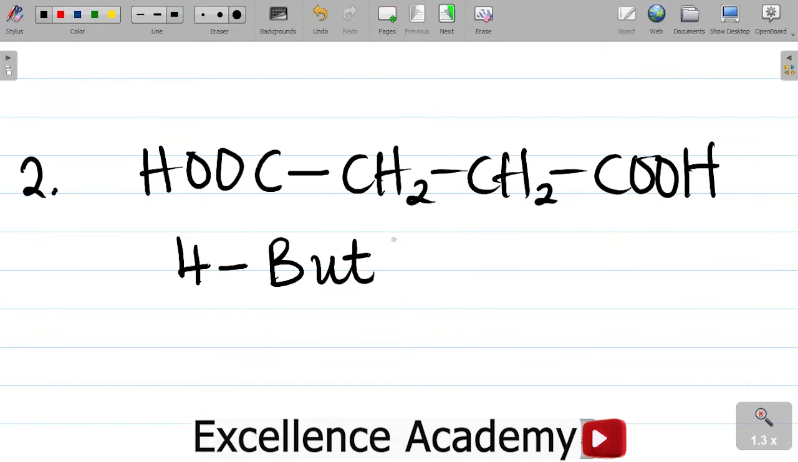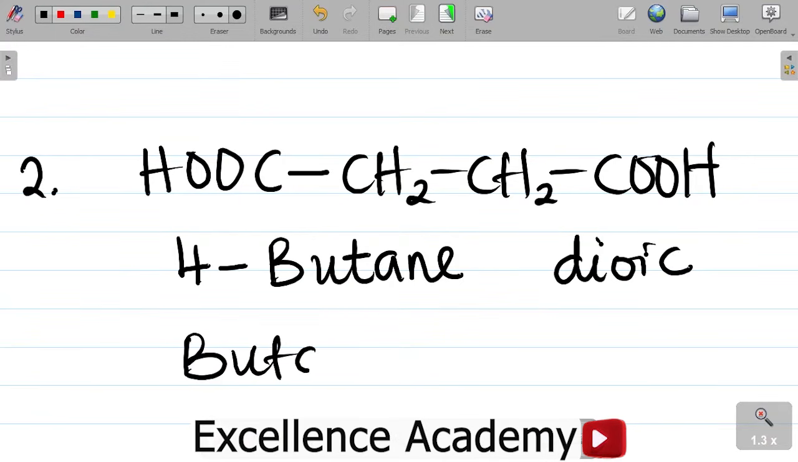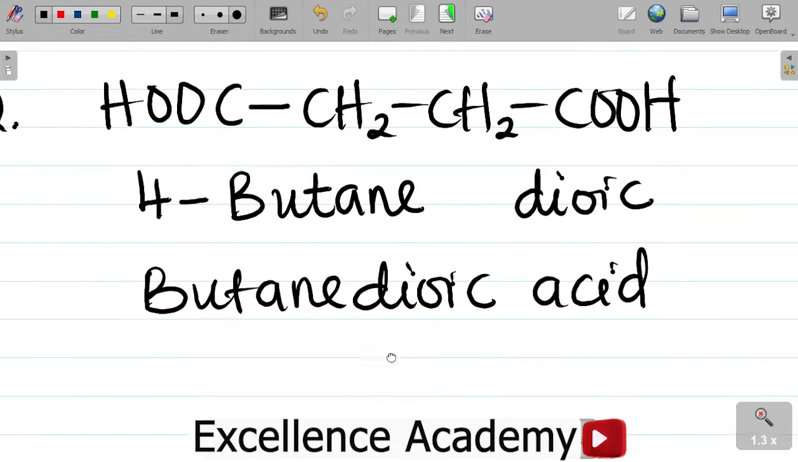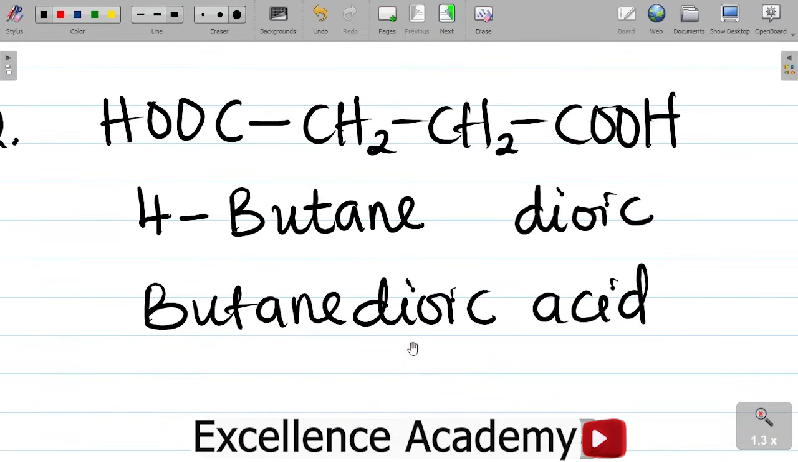Now for compounds of this nature having 2 carboxyl groups, what you do is that you name it as an alkane. So 4 carbon compounds as an alkane is called a butane. Now the next thing is that you want to observe that since I have 2 carboxyl groups, you call it a dioic. That's it, right? It's called a dioic. Now when you combine the name, it becomes butane dioic. Of course, it's an acid. So the name of the compound here is butane dioic acid.